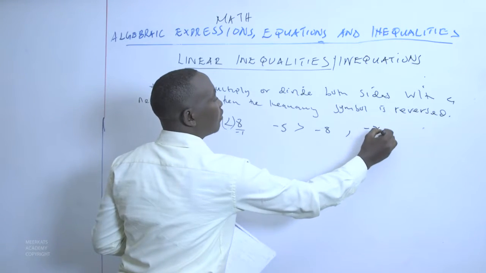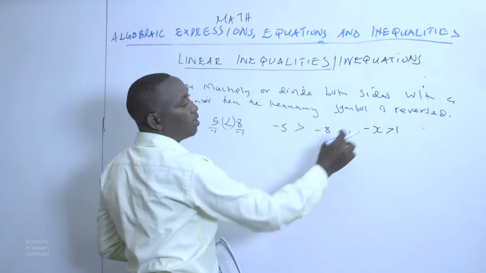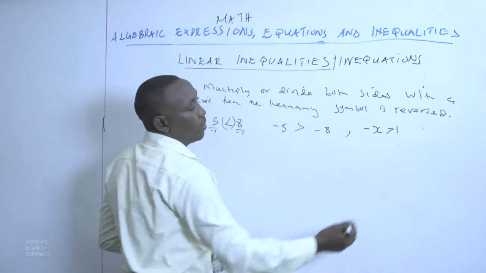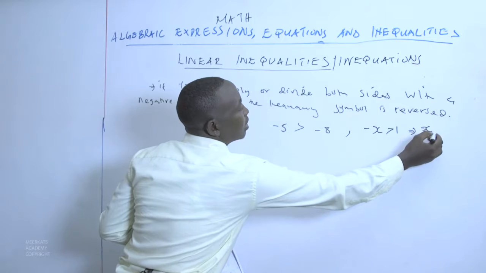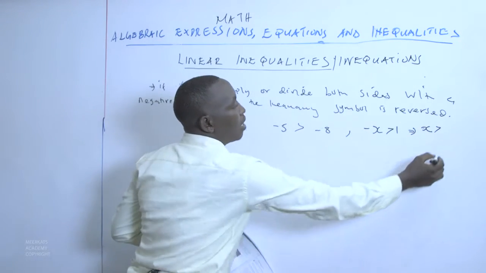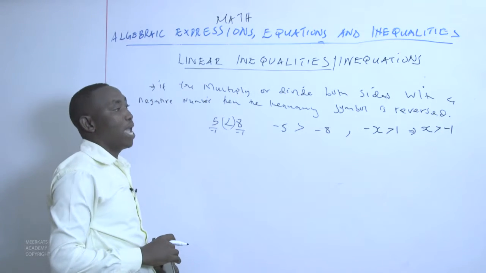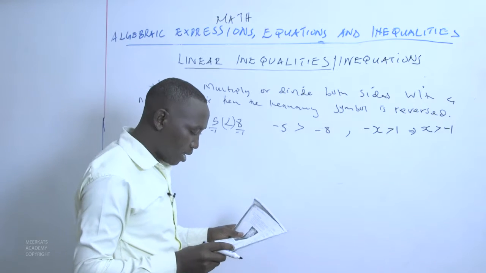If we had -x is greater than 1, for example, when you divide these values through by -1, then you're going to obtain x. The inequality symbol changes, and x is less than -1 because you have divided through by a negative number.